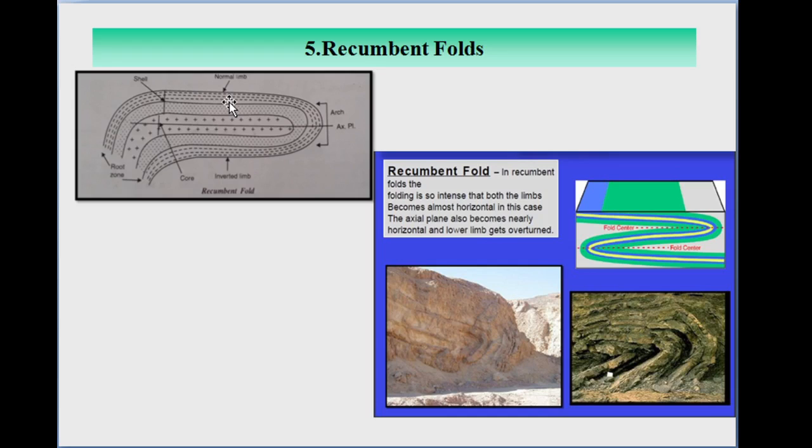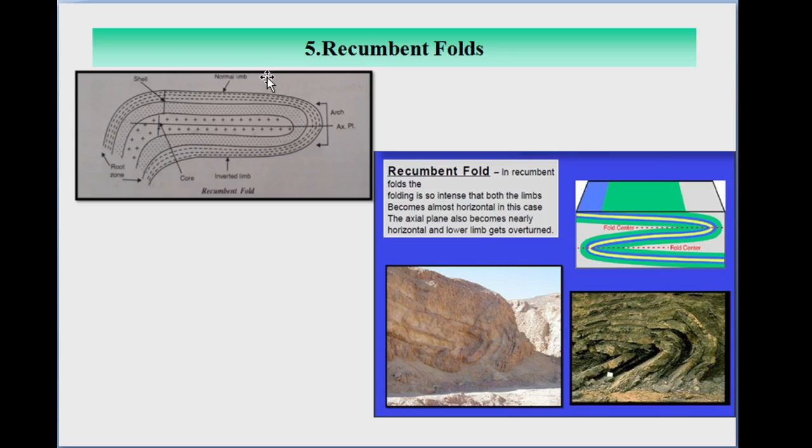One limb comes to lie exactly under the other limb, so that a drill hole dug at the surface in the upper limb passes through the lower limb. In the figure you can see the axial plane is horizontal, and one limb lies on the other limb. If we drill a hole into such a type of fold, it goes from one limb to the other limb. The lower limb is called an inverted limb and the upper limb is called a normal limb.